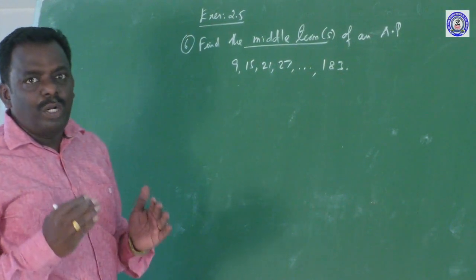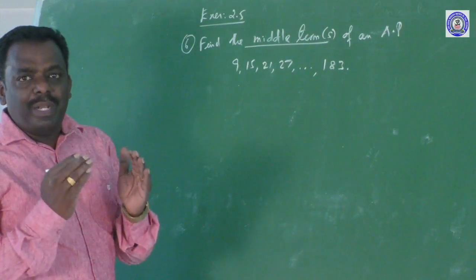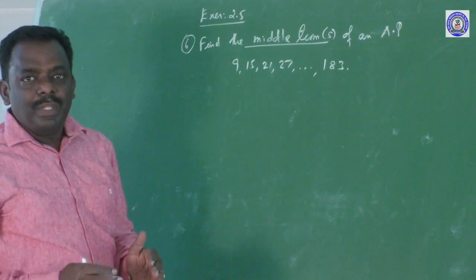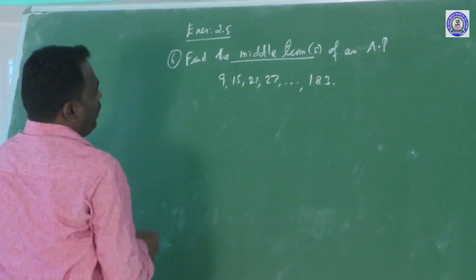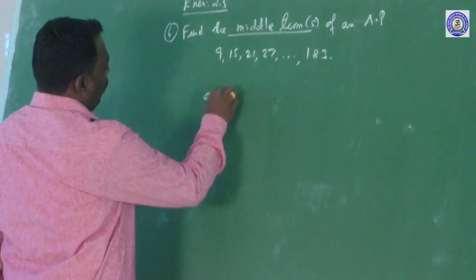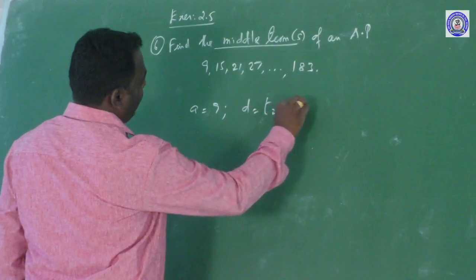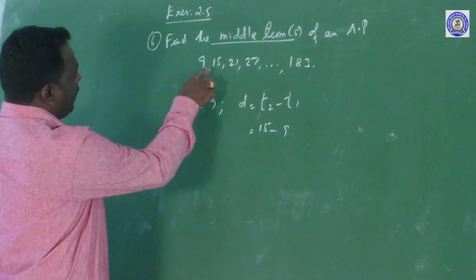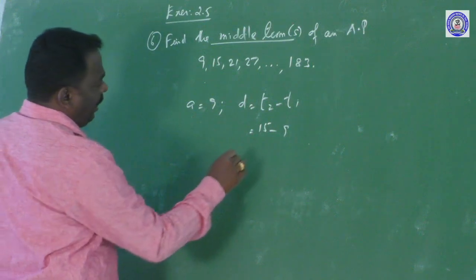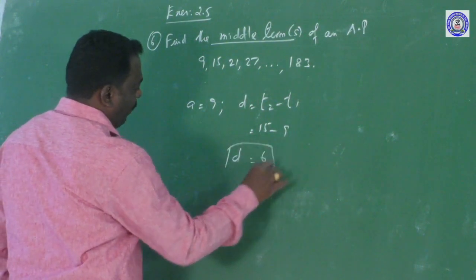Now first of all we want to find out how many terms there are in this AP. We apply the formula for n, the number of terms in the AP. Before that, find the value of a, which is equal to 9, and find the common difference, which is the second term minus the first term. Second term is 15 minus first term 9, so the difference is equal to 6. That is called the common difference.